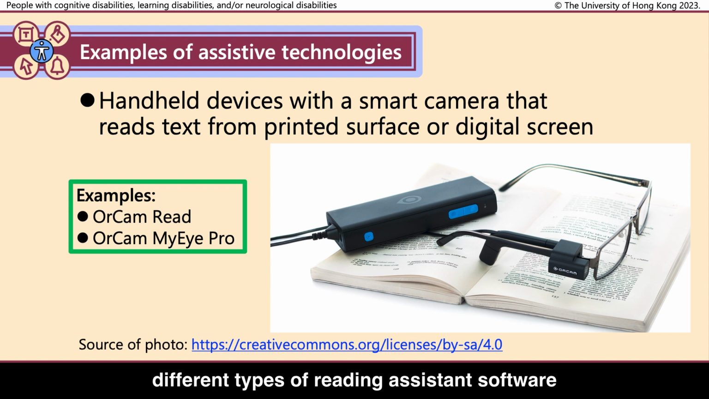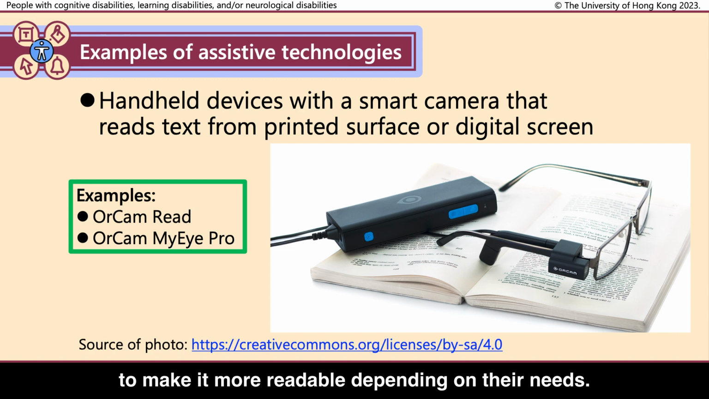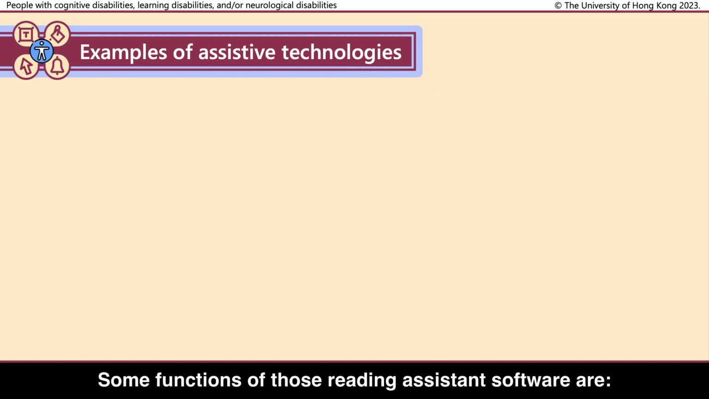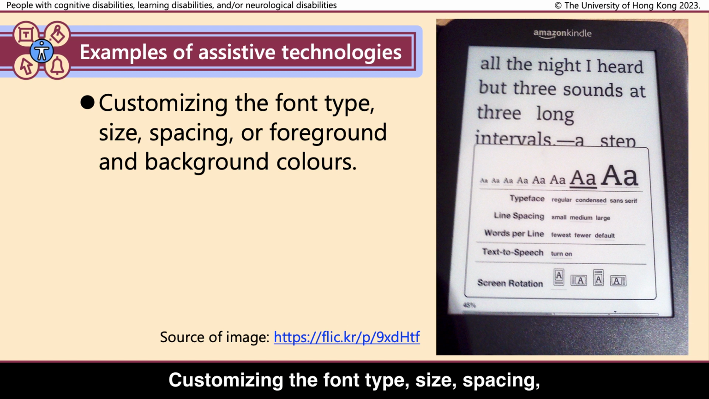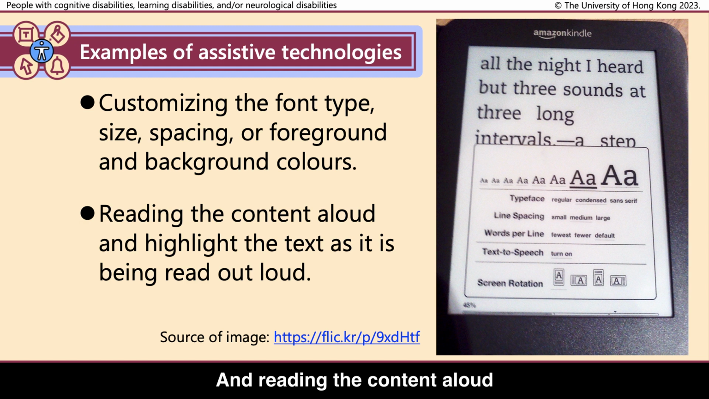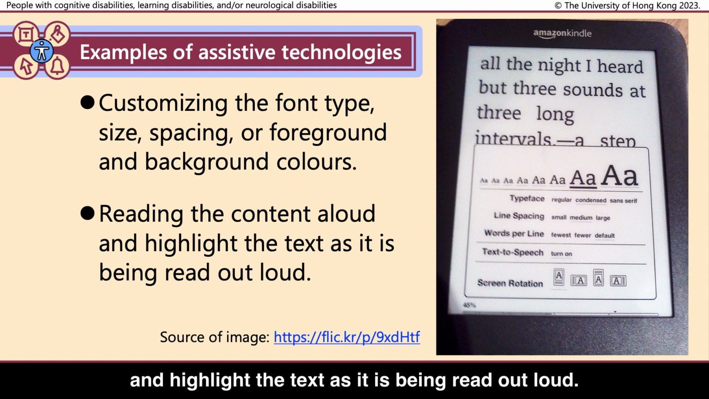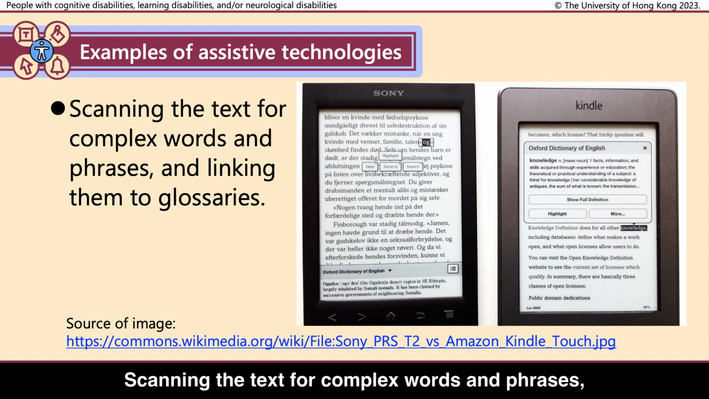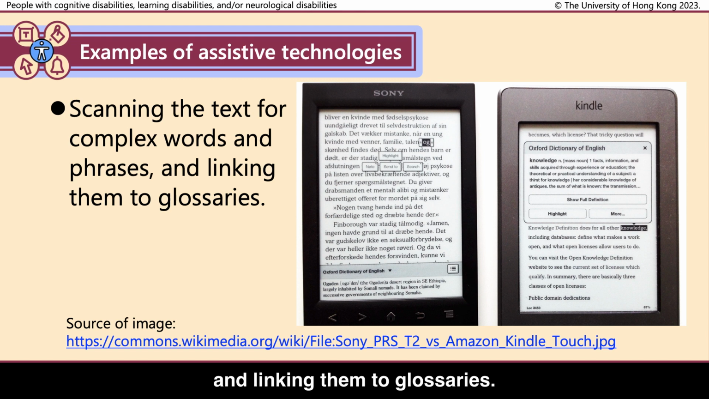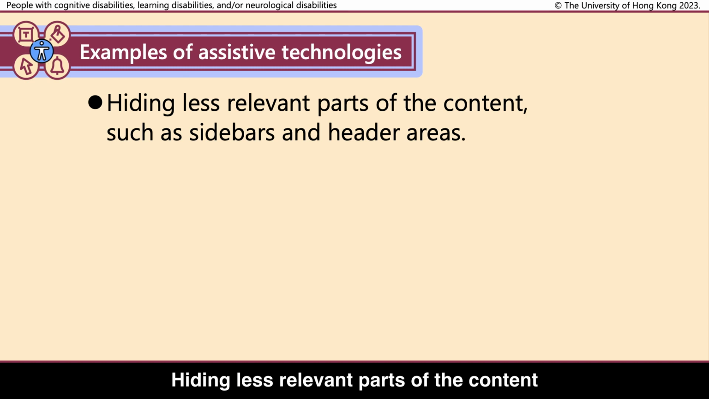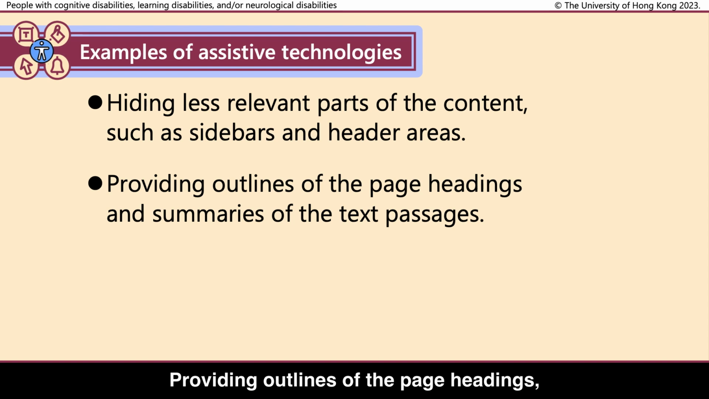Some people may use different types of reading assistant software to change the presentation of digital content and provide other functionality to make it more readable, depending on their needs. Some functions of those reading assistant software are customizing the font type, size, spacing, or foreground and background colors, reading the content aloud and highlighting the text as it is being read out loud, scanning the text for complex words and phrases and linking them to glossaries, hiding less relevant parts of the content, such as sidebars and header areas, providing outlines of the page headings and summaries of the text passages.